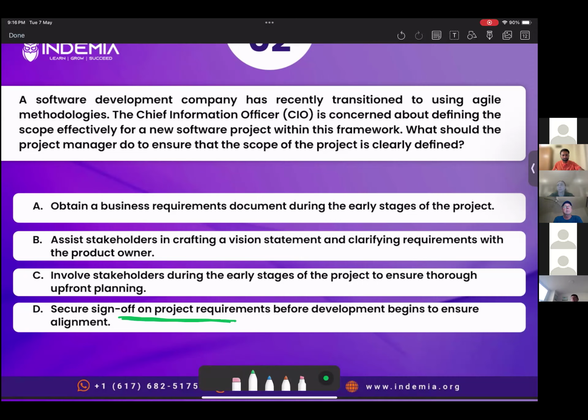I think I chose B because there is crafting the vision statement, where you are defining the high-level requirements of the project, and then clarifying further requirements with the product owner, involving the product owner, right? So that's within the roles and responsibilities of agile. All right, thank you, Mohan.